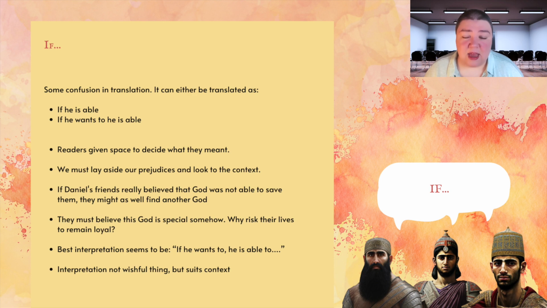to him. They must somehow believe that he is something other than the gods that surround them in the land of Babylon. And so, it's safe to conclude that the best interpretation here would be the second option. If he wants to, he is able to. Not because this interpretation ties things up in a pretty satisfying bow for us, but because the text leads us there. It suits the context.